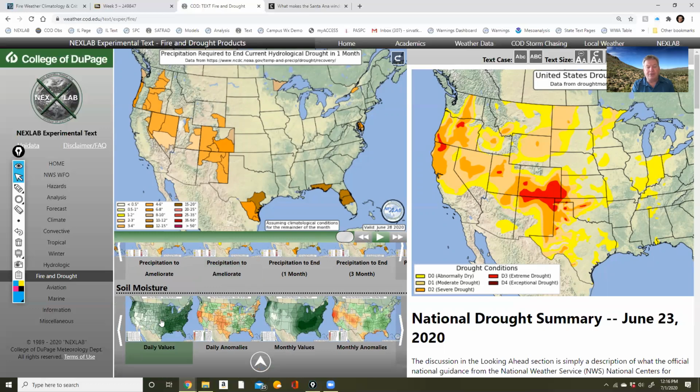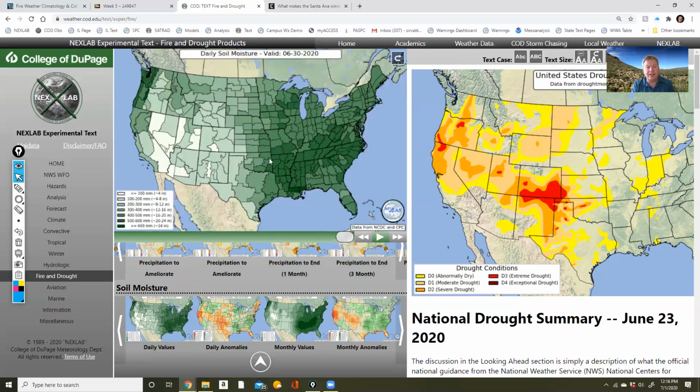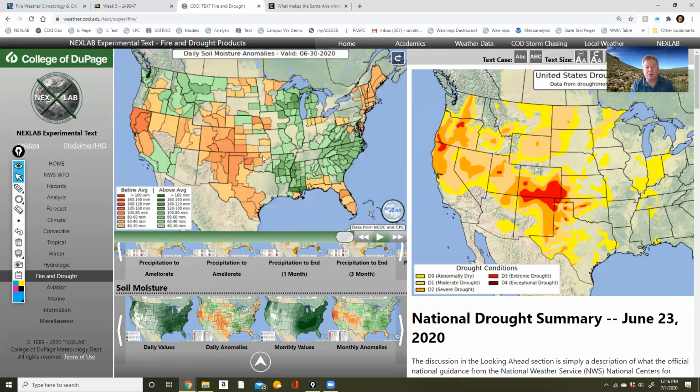And notice I have the daily soil moisture. Here's how much water is in the soils. And then here is how it varies from what's normal. So we're starting to see soil moisture drying things out west, but in the central US, it's more than normal.